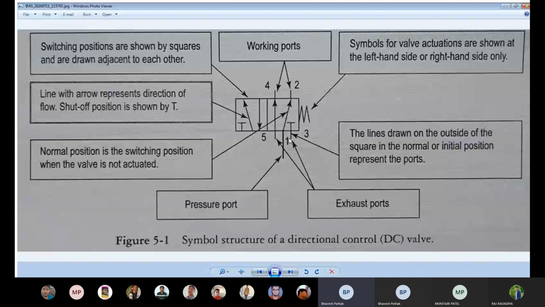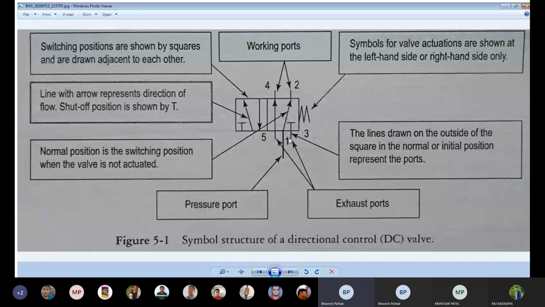See, one is connected to two. Whatever compressed air passes through supply port number 1 goes to port number 2, and port number 2 is open to the actuator. From 4 to 5 will be the exhaust, so you are throwing this air through this valve at port number 4. That's how the symbols are given, and it is a standardized pattern.